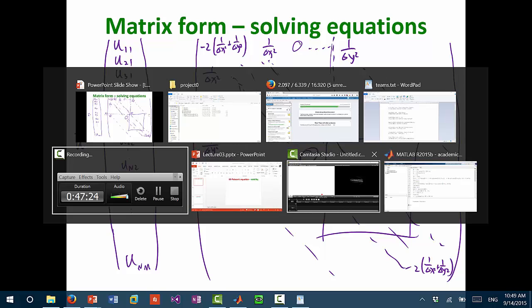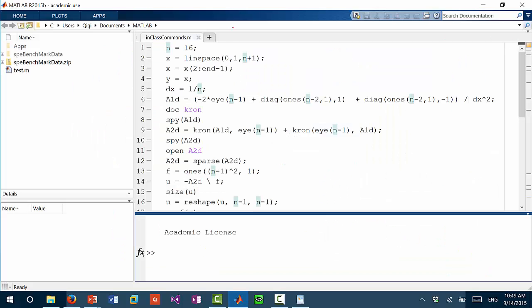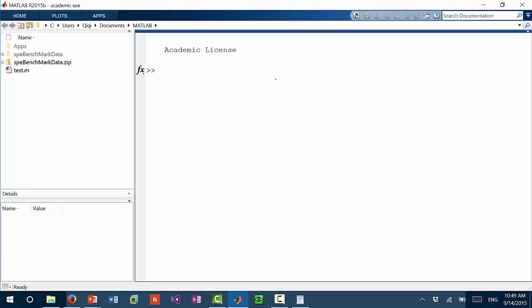Let's try to construct this matrix in Matlab and see if we can do that. So let's say n is equal to 8. Okay, m is equal to something a little bit different, 10 maybe. And we try to construct a big matrix in Matlab. How big should the matrix be?